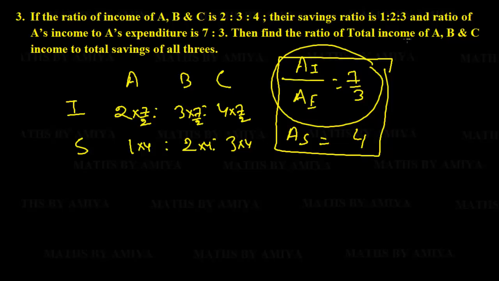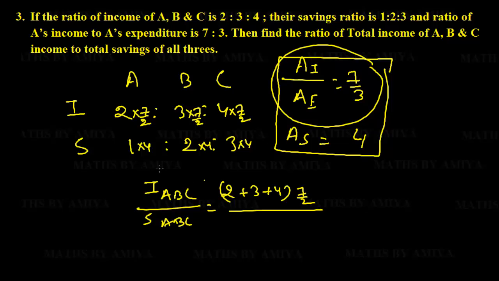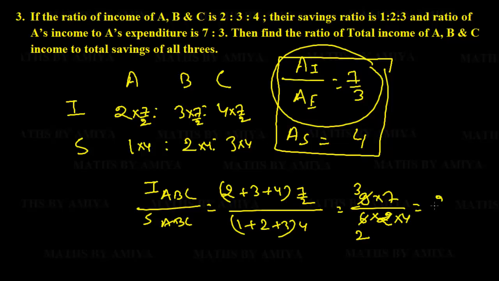Now we have to find total income upon total savings, income total of A, B, C upon savings total of A, B, C. Again the same thing. For income total, take 7 by 2 common, so we have 2 plus 3 plus 4 times 7 by 2. And the savings total is 1 plus 2 plus 3 times 4. So this becomes 9 into 7 by 2 upon 6 into 4. Cancelling 6, 3, 2, we get 21 upon 16, and this is our answer. Total income upon total savings is 21 upon 16. I hope this one is clear to you.